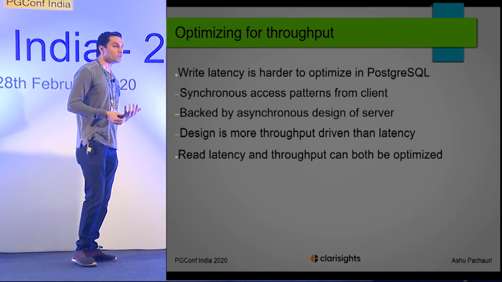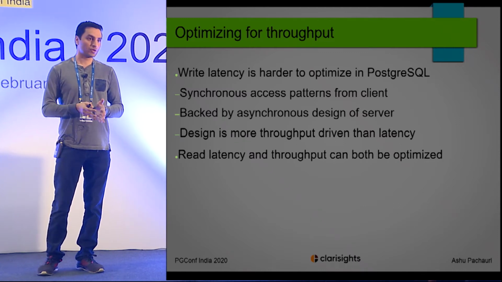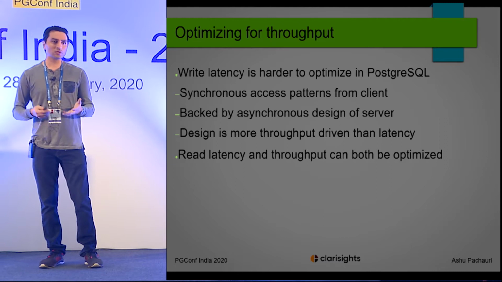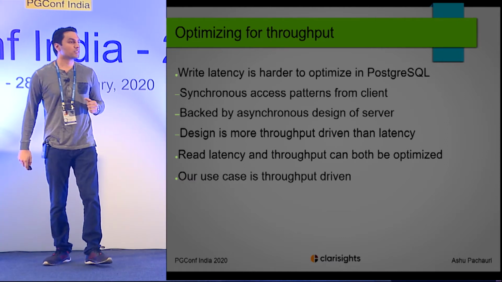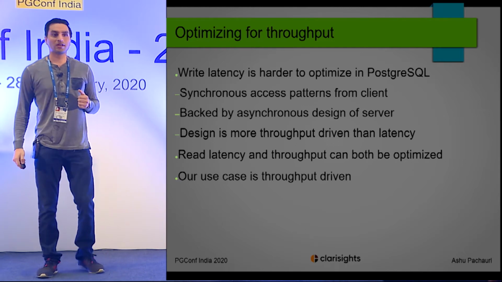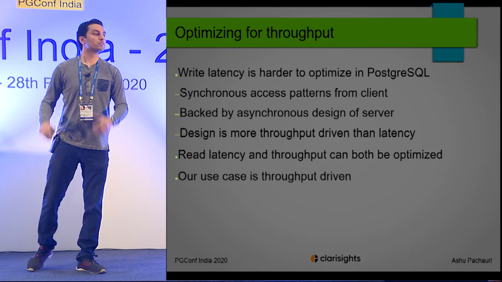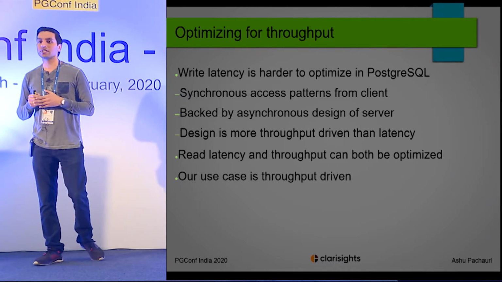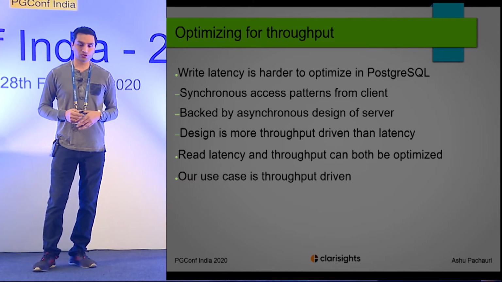The reverse is true for reads though. Postgres is very good at giving you both better read throughput and better read latency because of the B tree structure that it holds. But luckily our use case was throughput driven. We are not latency bound because Postgres is just our ingestion source. It's not the OLAP system which the customers are directly talking to. So Postgres is not really latency sensitive in our use case.